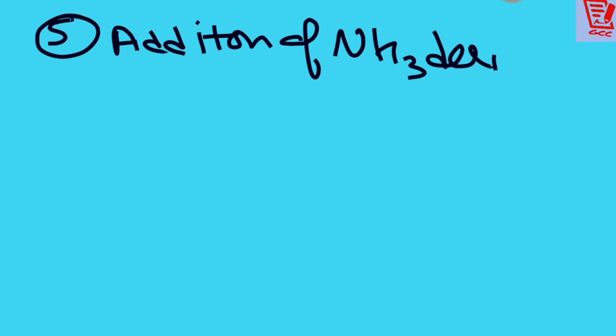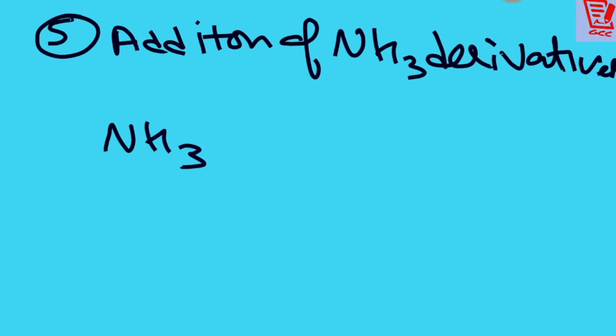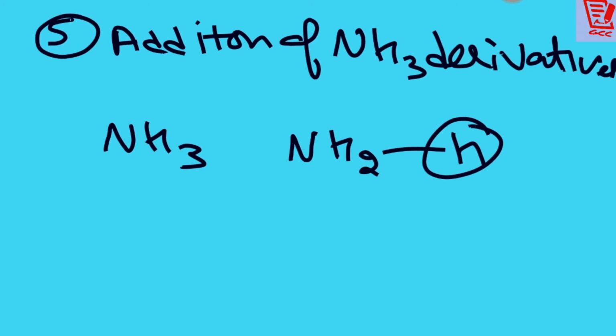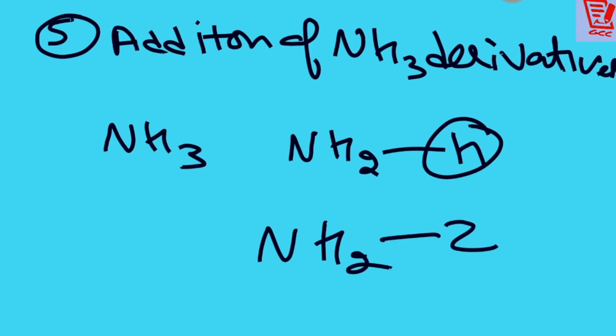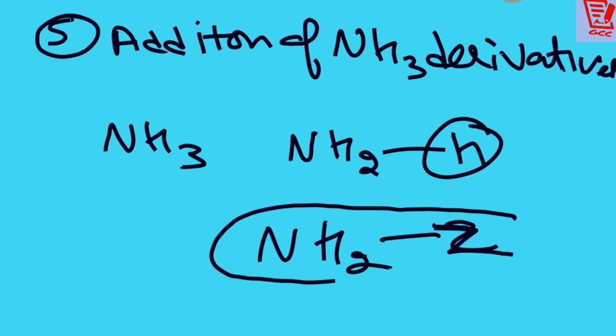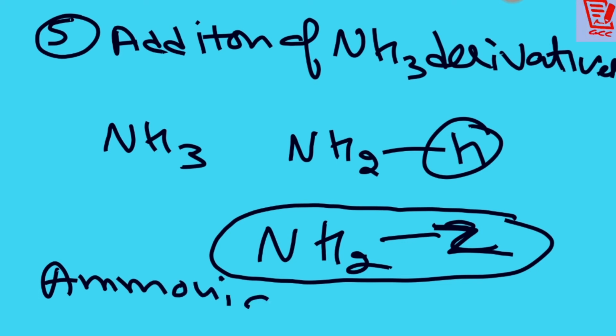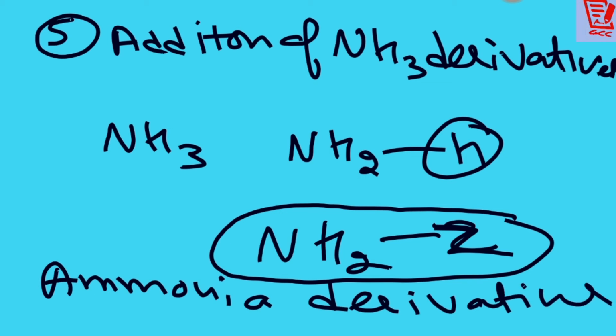What is it? Ammonia derivatives. But this is ammonia. When we replace one hydrogen of ammonia with some other group, then that will become an ammonia derivative. At the place of H, now I am writing Z. Z can have any value that we will study. So this becomes an ammonia derivative.